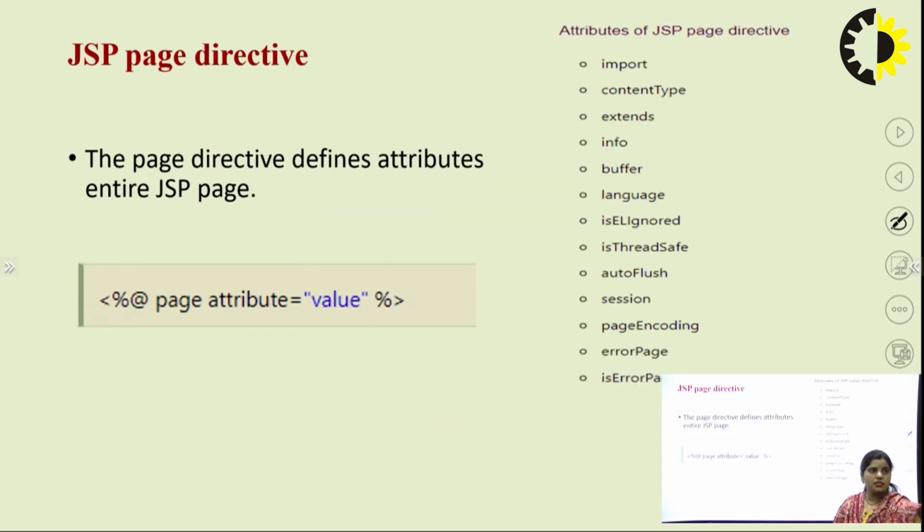Now the first one is the JSP page directive. It defines the attributes for the entire JSP page. The syntax is <%@ page attribute=value %>. There are many attributes of the JSP page directive, like import, contentType, extends, info, buffer, language, isELIgnored, isThreadSafe, autoFlush, session, pageEncoding, errorPage, and isErrorPage. So these are some attributes of the JSP page directive.